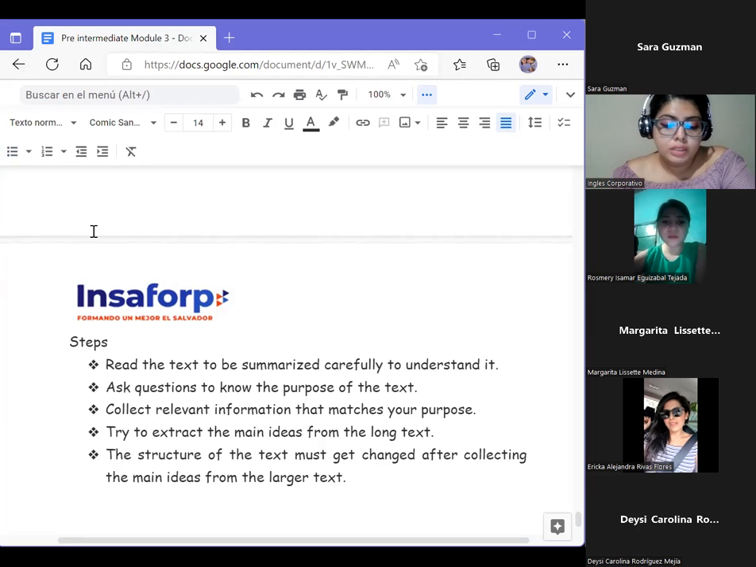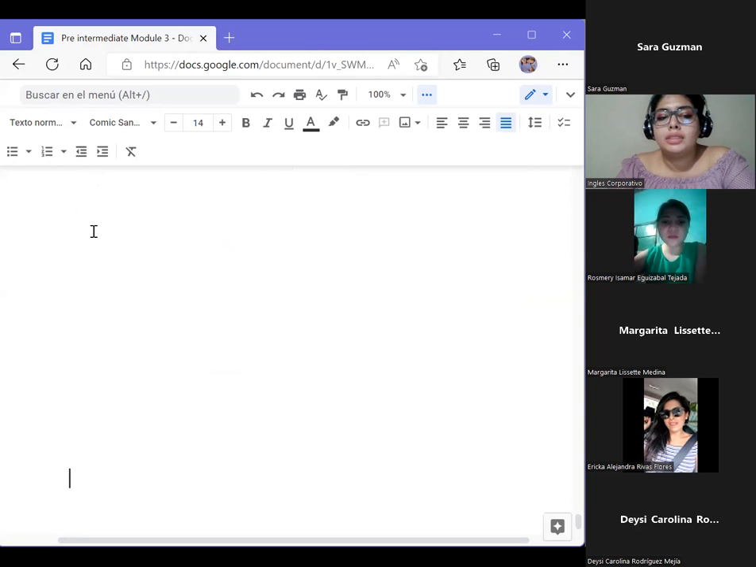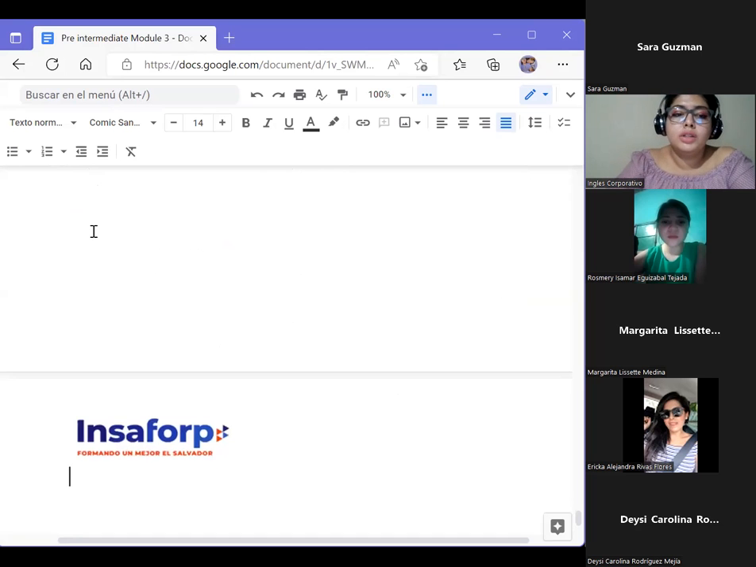In all of the things. So now we are going to see what the point of view is. We are talking about text and reading and all of those things. So in this case, we are going to talk about the point of view. And the first thing is to know what the point of view is.